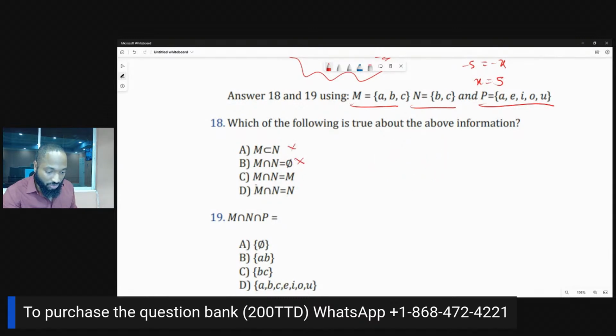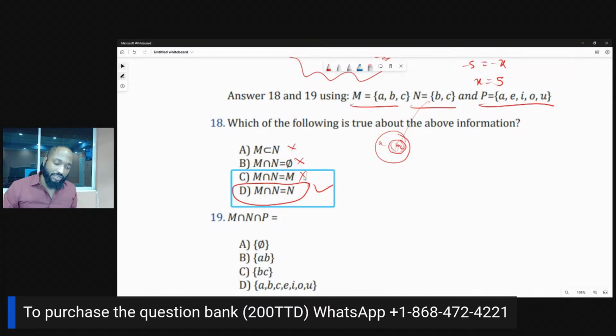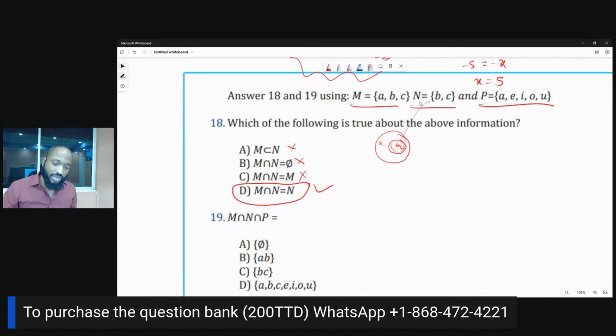So this is not true. M intersect N is M? If I take M and I find whatever intersects with N, I'll get back M? No. Because M intersect N, BC is this part here, and BC is actually N. So this is the true one. Y'all understand that? So M intersect N is N.